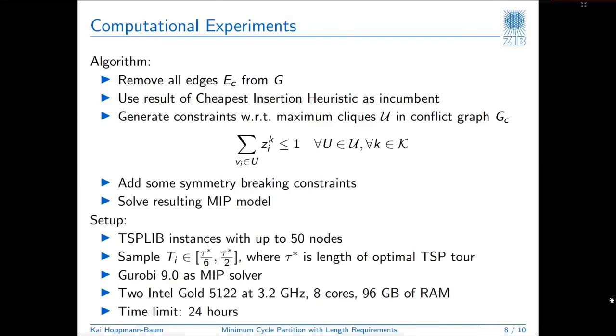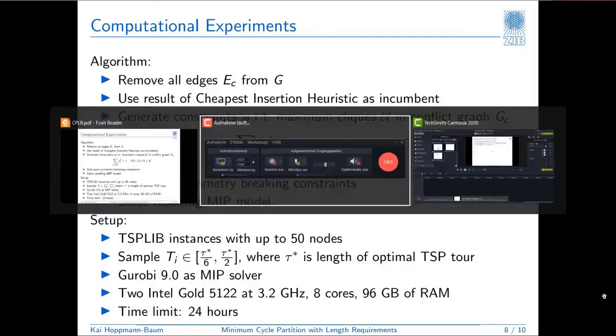We take the TSPLIB instances with 50 nodes. To get the critical weights, we sample between tau star over 6 and tau star over 2, where tau star is the length of the optimal TSP tour. We use Gurobi 9 as a MIP solver. These are the technical details, and we put on a time limit of 24 hours.